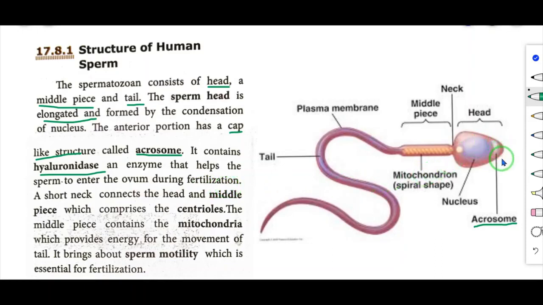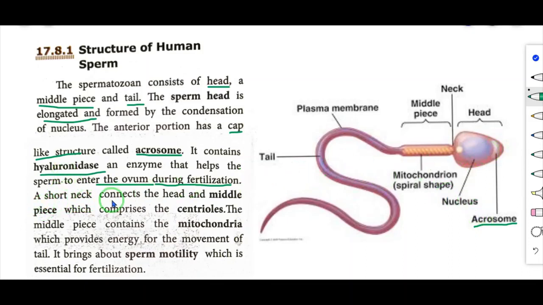So this acrosome produces one enzyme, the hyaluronidase. What is the use of this enzyme? It helps the sperm to enter the ovum during fertilization. During fertilization, with the help of this hyaluronidase enzyme only, the sperm enters into the ovum. That is the function of the acrosome region that produces the hyaluronidase enzyme.